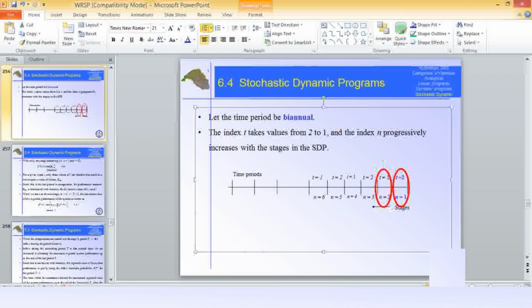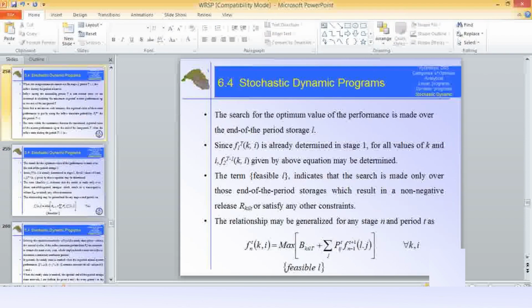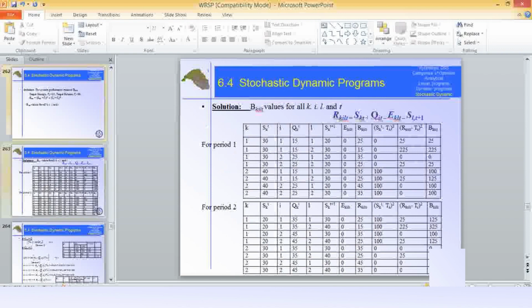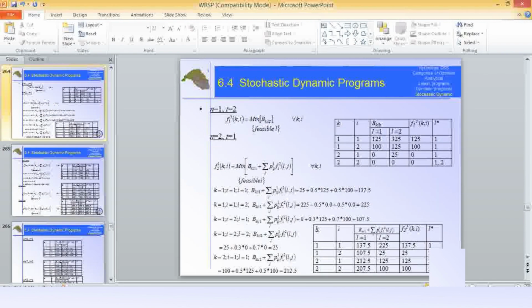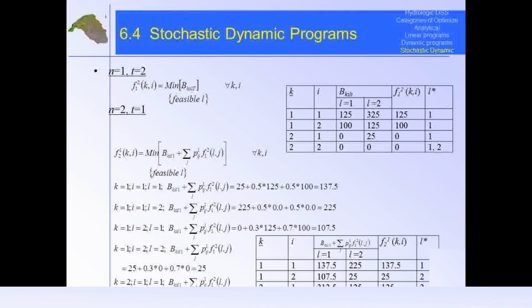So first, for n is equal to 1 and t is equal to 2, this is minimizing peak yield. For t is equal to 1 for the second stage and period 1, it is going to be this formula now. Maybe maximize that. So for the first one, we are going to do this formula for possible values of storage state and possible values of inflow state. So F21 Ki, we are going to find the minimum of this peak yield.